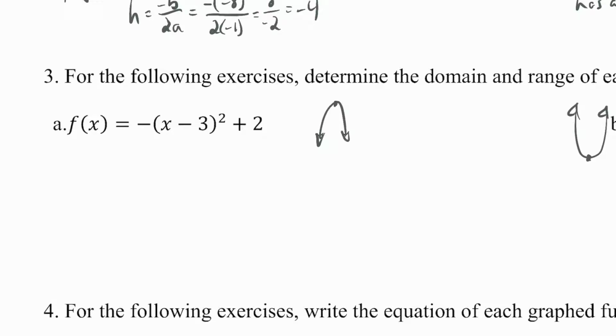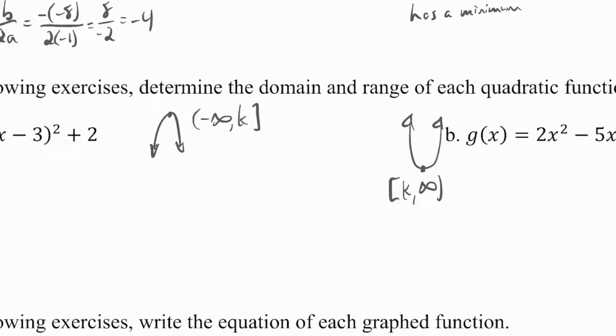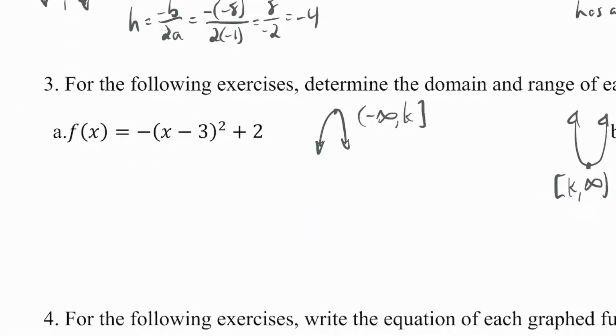So this one opens downward, right? So the range is the output, the vertical values. So this will be negative infinity up to whatever k is, including k, actually. And then for this one over here, this will be from k to infinity, whatever k is. Yeah, domain and range. So the domain for both is just all real numbers.